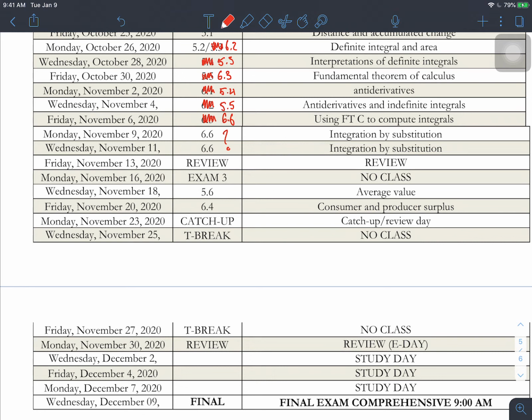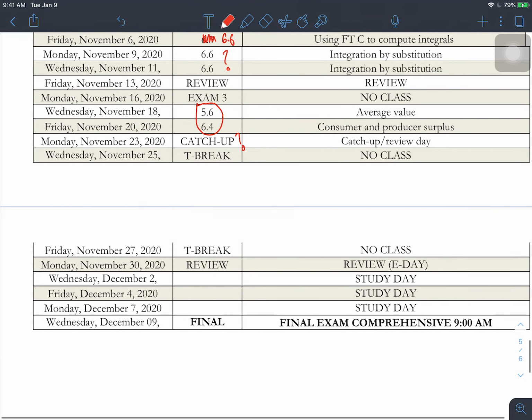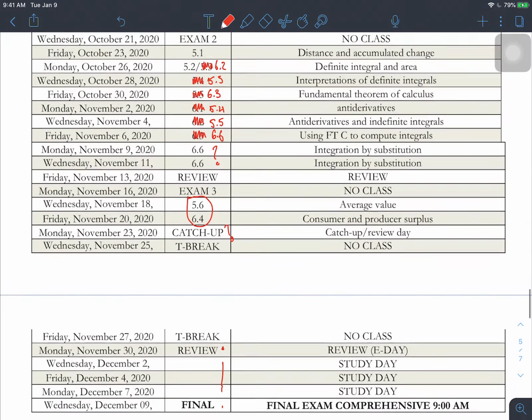So this, what is this? Okay, so this would be the week before Thanksgiving. We'll do 5.6 and 6.4. And then that Monday, again, is a question mark. I'm not sure if I'm going to make that a remote day or what. But after Thanksgiving break, we just have one review day, and then it's dead week, and then it's time for our final. Any questions about the schedule? Just figured I would update you because I'm going all out of whack for these two chapters.